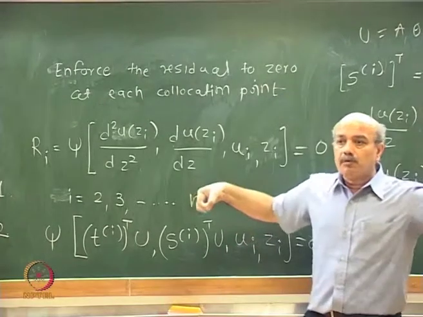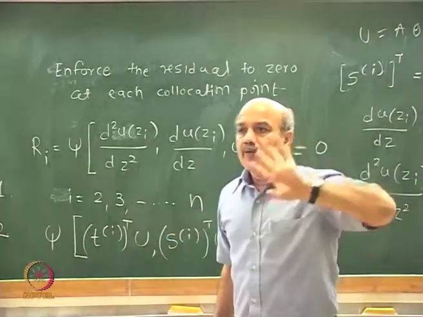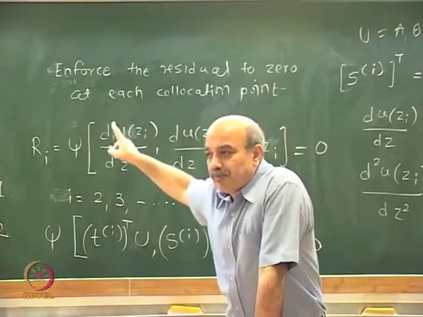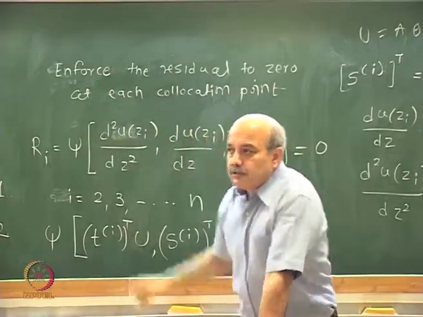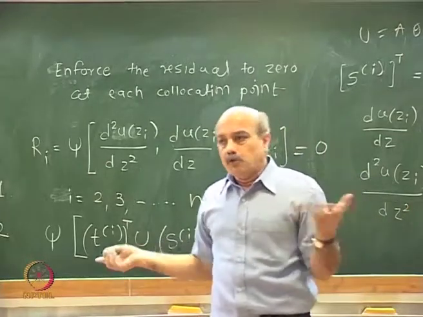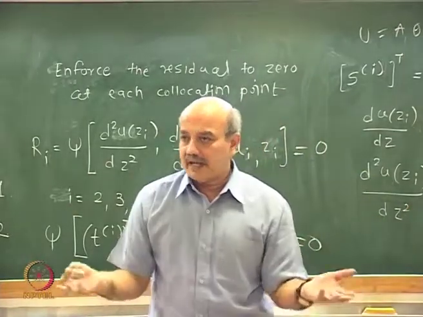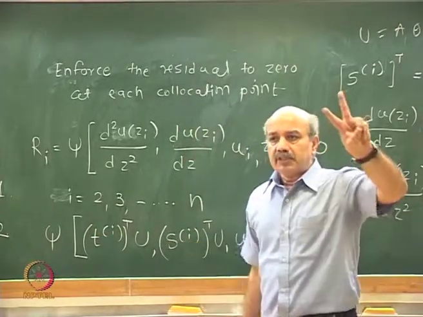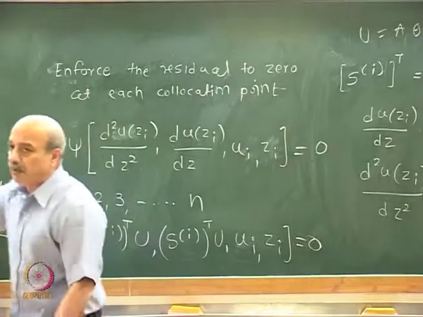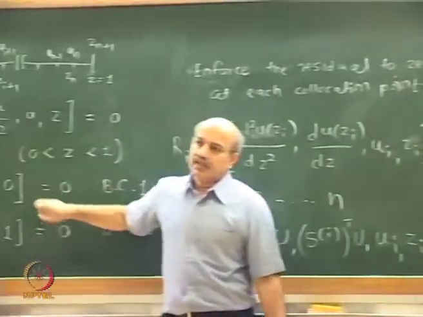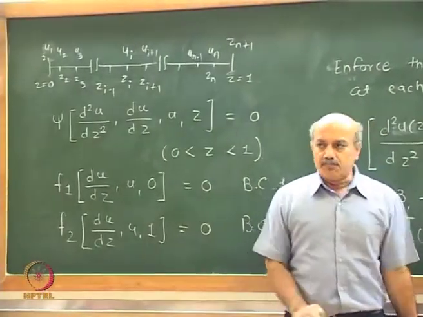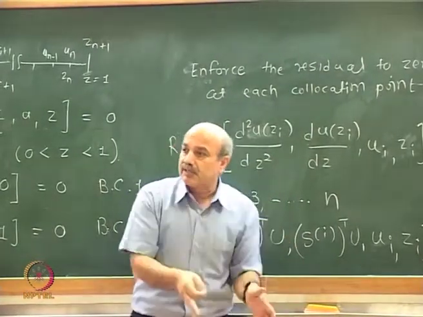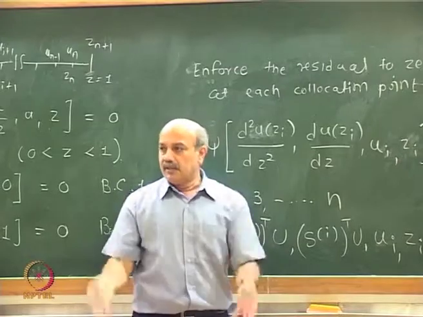Now what about boundary conditions? How many unknowns are there? u1, u2, u3 up to un plus 1. So you need n plus 1 equations to solve. We got n minus 1 until now, so we need 2 more equations. Those 2 equations are going to come from boundary conditions. The boundary conditions will give you additional 2 equations that complete the set. You get n plus 1 equations in n plus 1 unknowns, and then we can solve the problem.